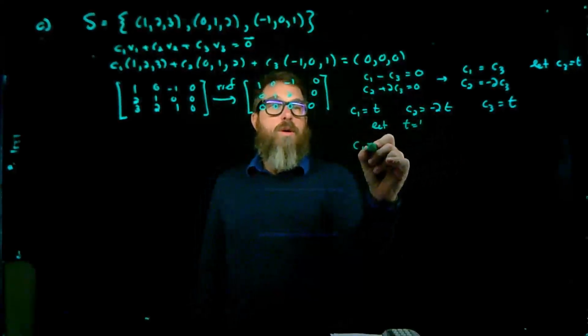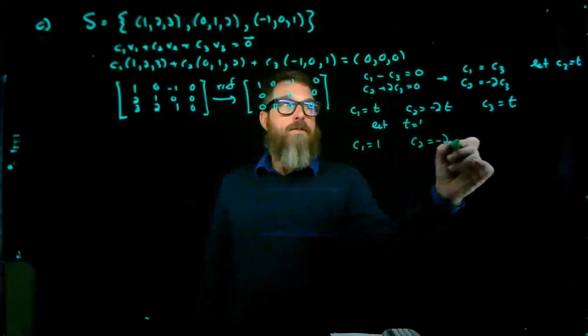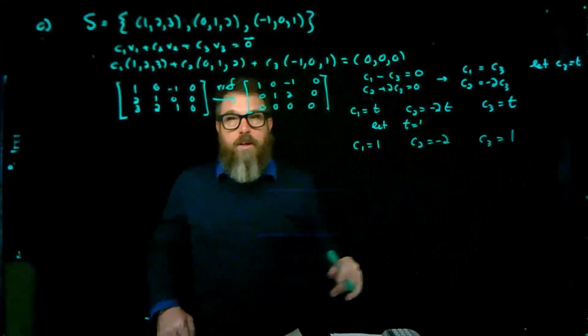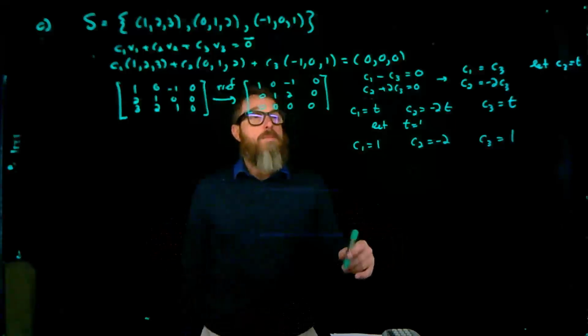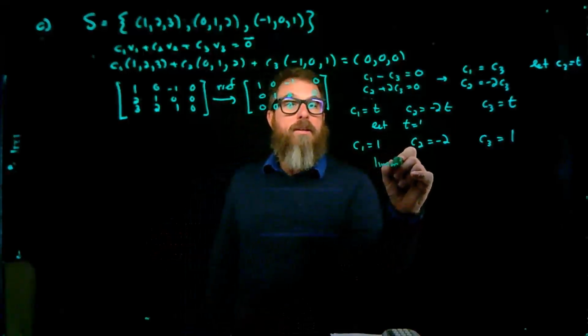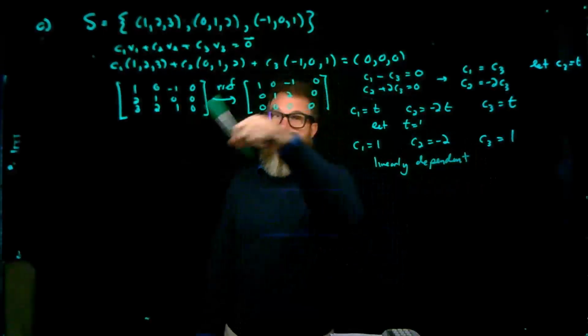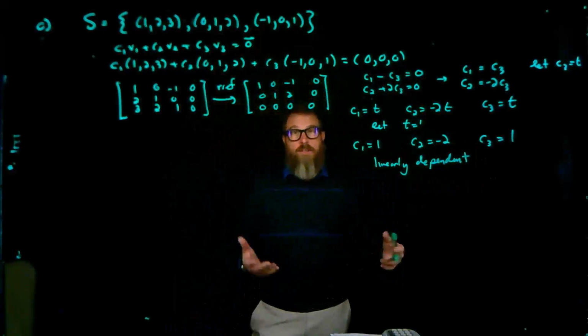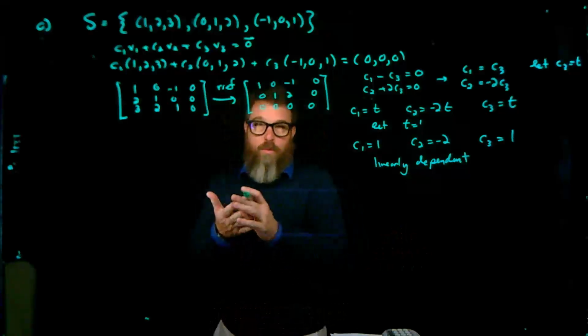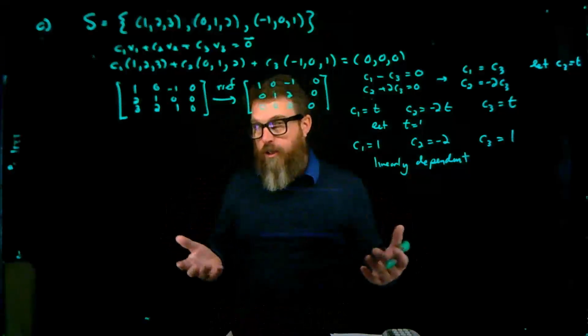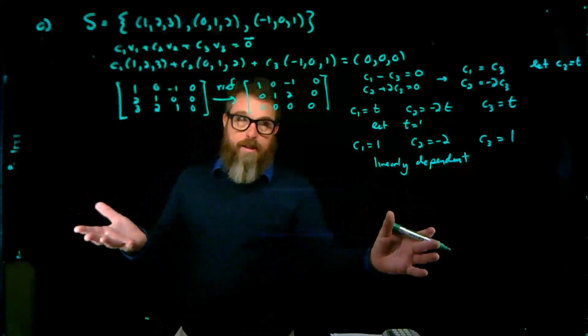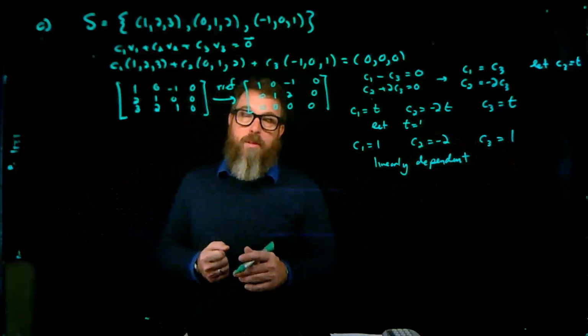So then C1 would be 1, C2 is going to be negative 2, and C3 would be equal to 1. So we already proved that, we already know that this means that this is linearly dependent. And again, what does that mean? Well, that means that one of the vectors can be written as a linear combination of the other two vectors, or really, one of them doesn't give us any new direction, essentially. So I'm just going to show that. So this is enough to prove that it's linearly dependent.